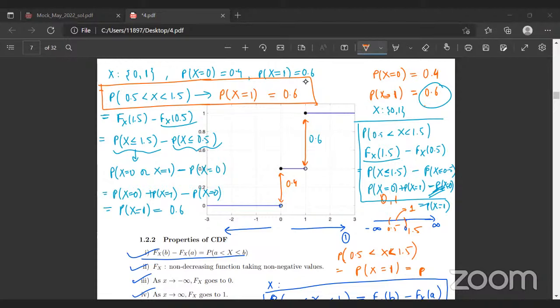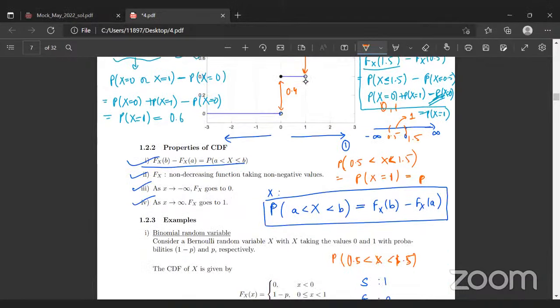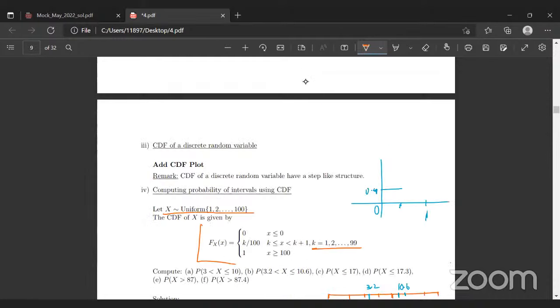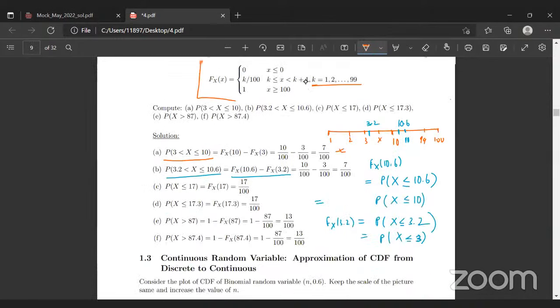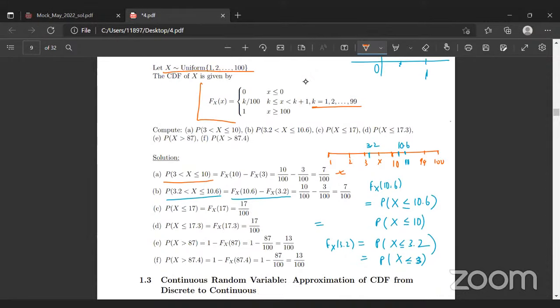Okay, so we'll move to some other part. All right, so this example, you can just have a look. It's the same as what we have just discussed, right?